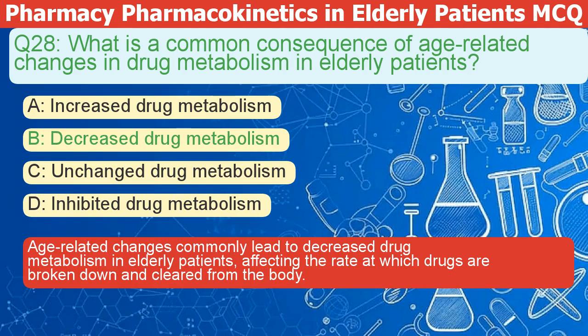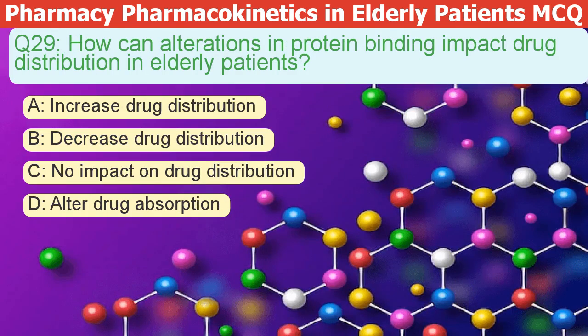The correct answer is B. Age-related changes often lead to slower drug metabolism in older adults, affecting how quickly drugs are processed and leave the body. How can changes in protein binding affect how drugs spread throughout the body in older adults?